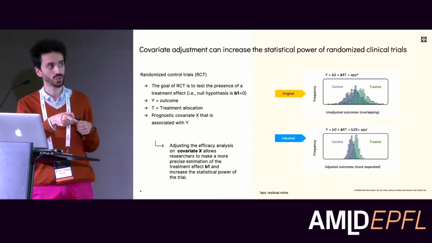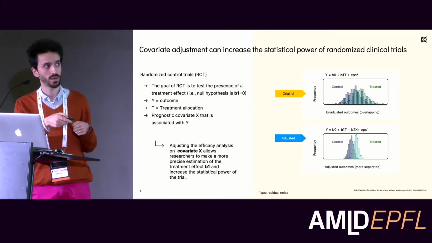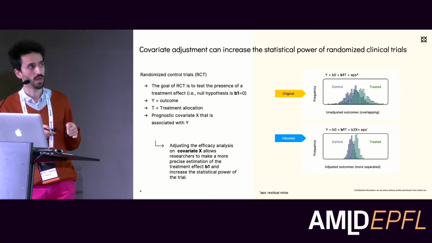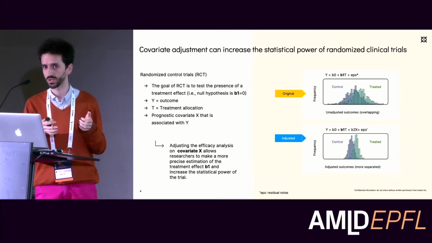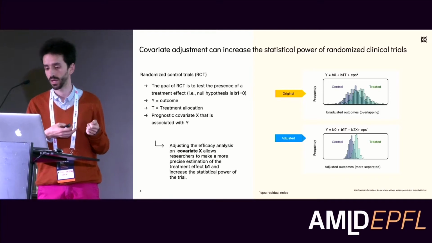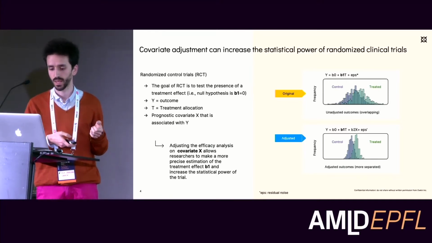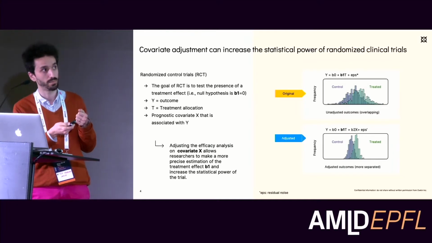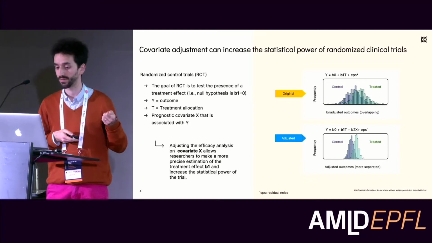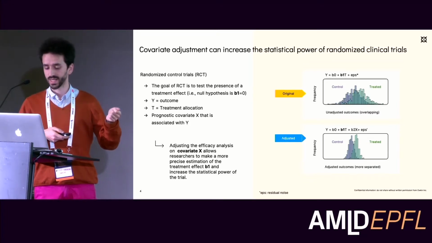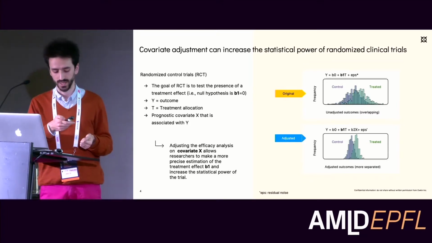Once you've removed B2X from the outcome, you're going to get more peaked distributions, because you've removed some of the variation in the outcome that is explained by the prognostic covariate. And because you have more peaked distributions, you will gain statistical power, and you will have a more precise estimation of the treatment effect B1.